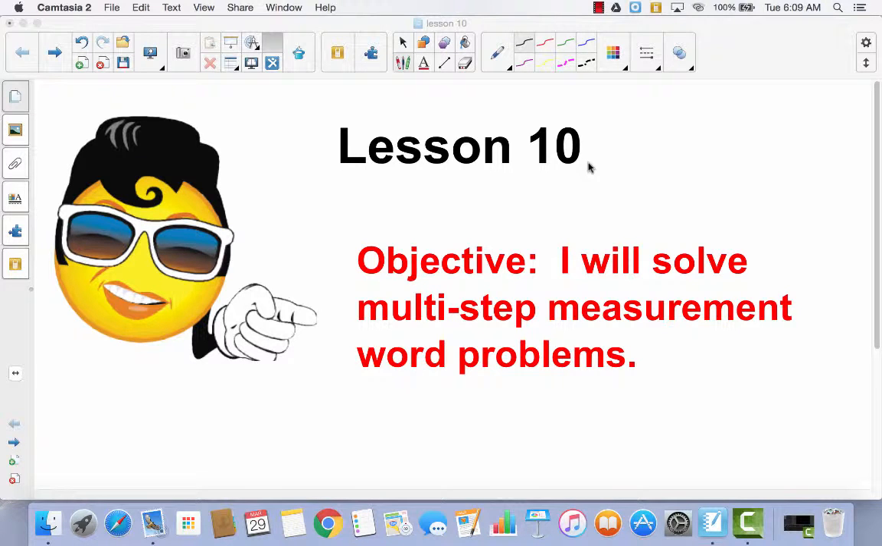Lesson 10, I will solve multi-step measurement word problems. Today you're going to need your problem set, and I'm going to be allowing you to solve some of these word problems by yourself, and then we're going to be checking together. You will not be doing anything in your journal today.